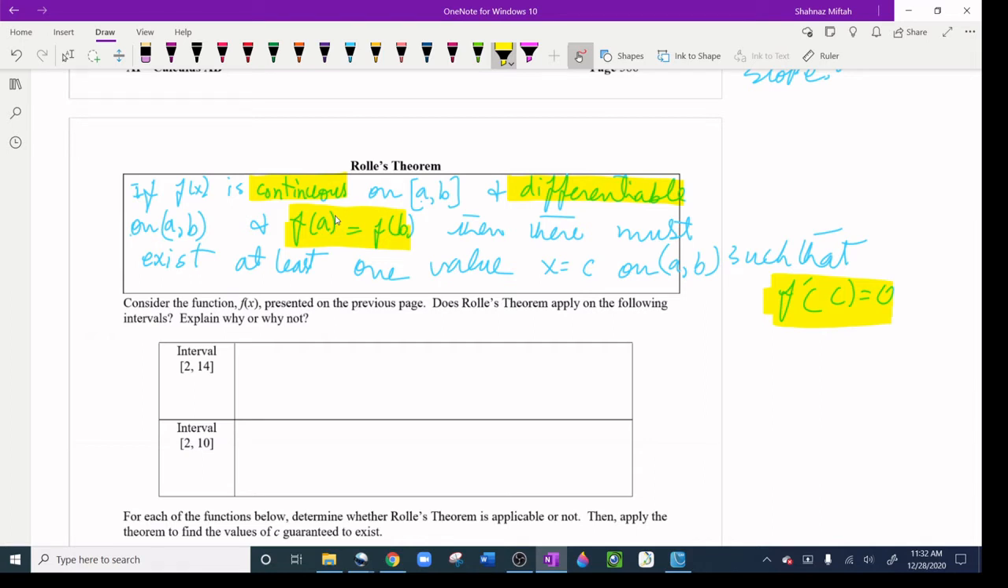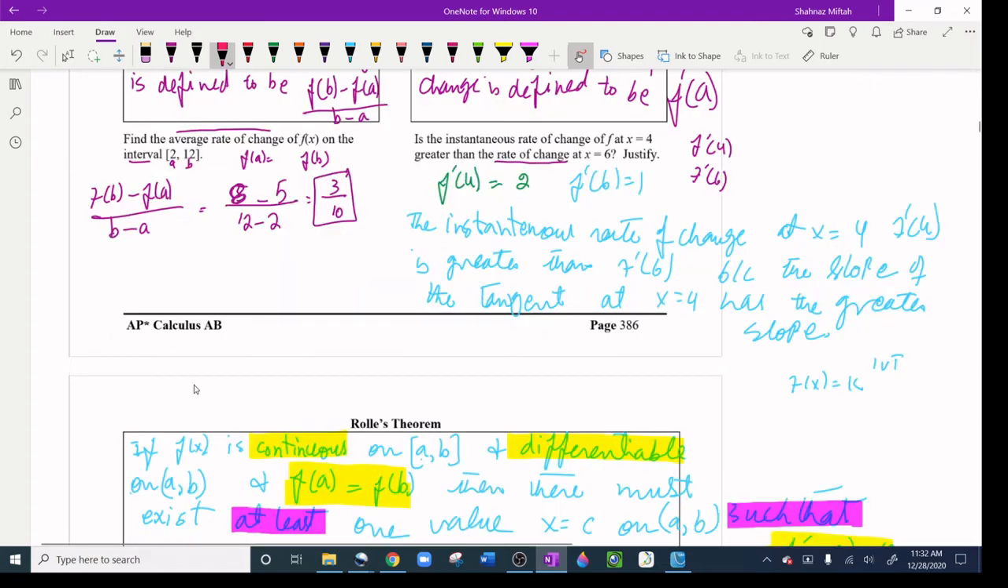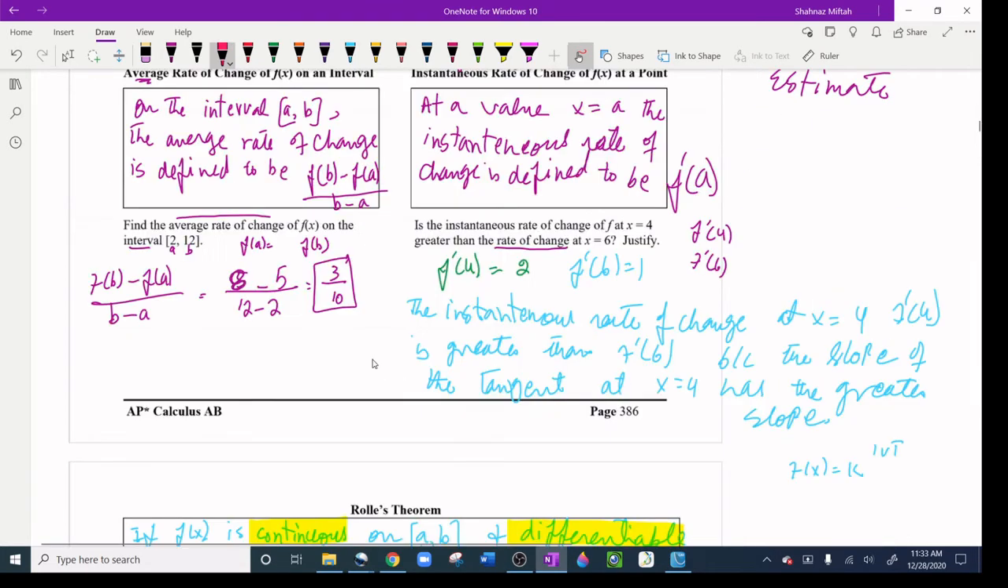Now, consider the function f of x presented on the previous page. Does Rolle's theorem apply on the following interval? Explain why or why not. 2 to 14 is the interval. This is the f of x function, and they are asking if, on the interval 2 to 14, Rolle's theorem is applicable. I can see from 2 to 14 that it's continuous, and it is differentiable because the question is already telling me this whole thing is differentiable. Okay, the first two conditions are good.